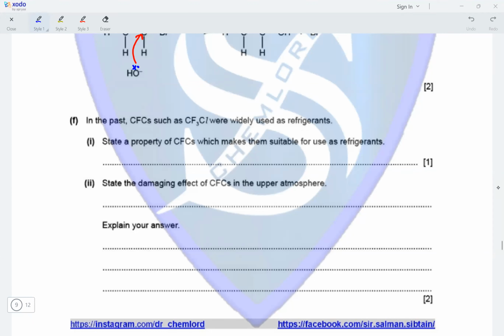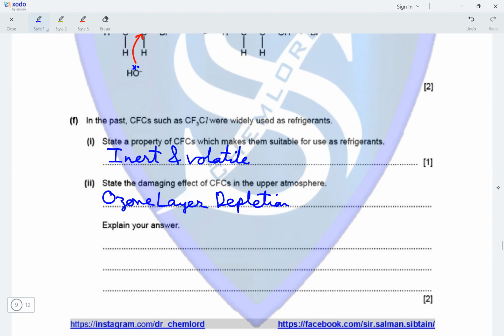In the past, CFCs such as CF3Cl were widely used as refrigerants. State a property of CFCs which makes them suitable for use as refrigerants. The most important properties of CFCs to be used as refrigerants are they are inert and they are volatile. Because of these properties, CFCs have been used as refrigerants. State the damaging effect of CFCs in the upper atmosphere. They cause ozone layer depletion. Explain your answer.